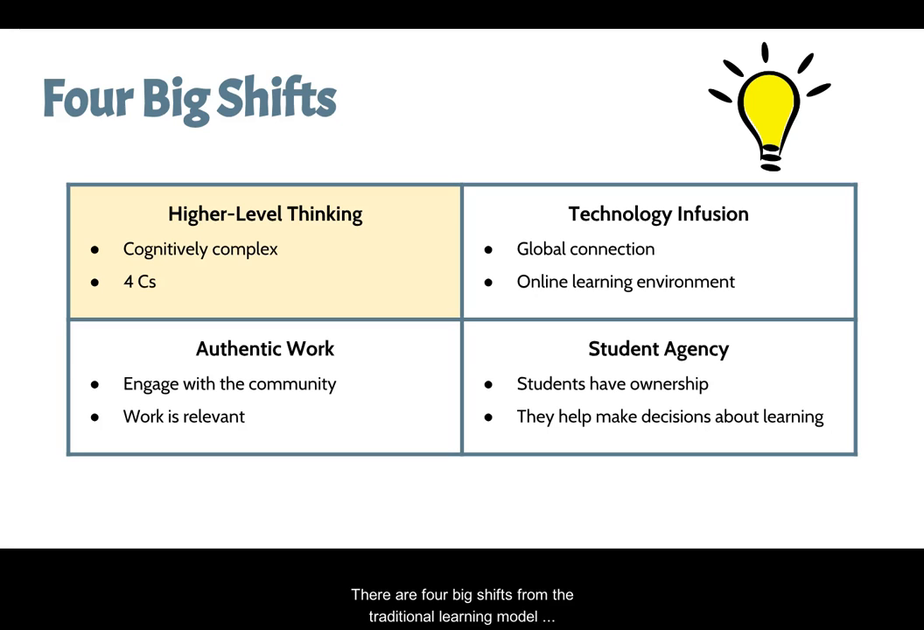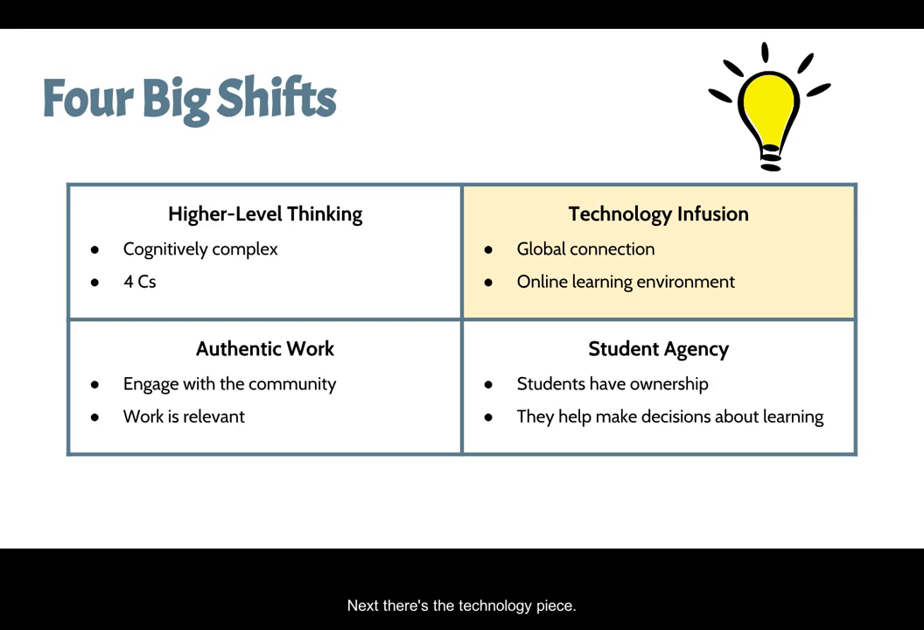There are 4 big shifts from the traditional learning model to deeper learning. The first one is going from lower level thinking to higher level thinking. So students are no longer being asked to memorize information and then recall it on an assessment. Here they are tackling more cognitively complex problems. They're incorporating all 4 C's: collaboration, communication, creativity, and critical thinking in order to solve these problems.